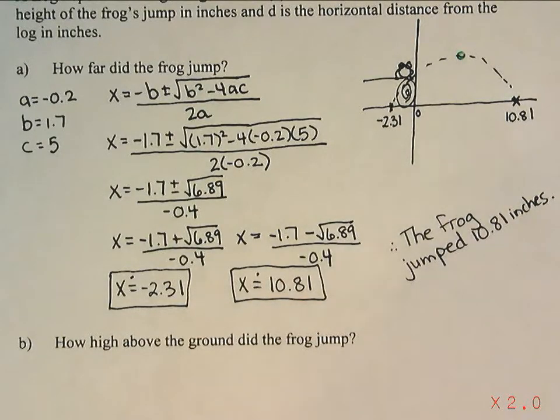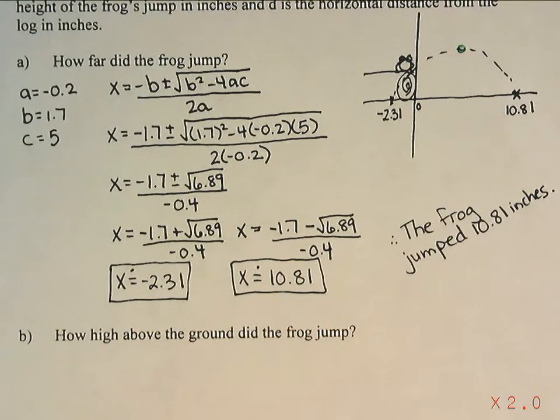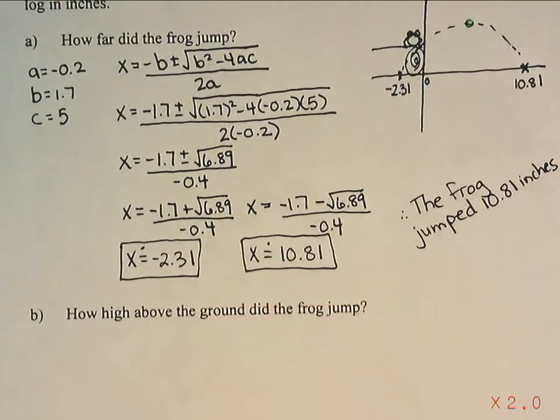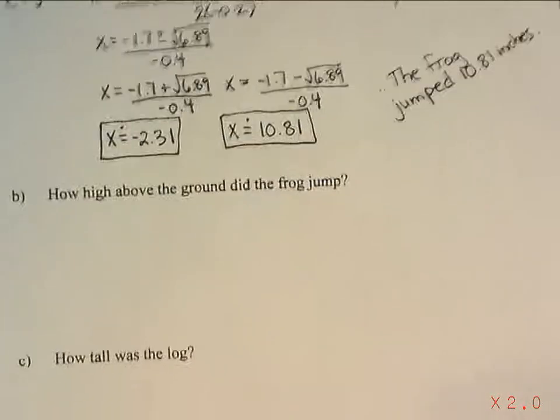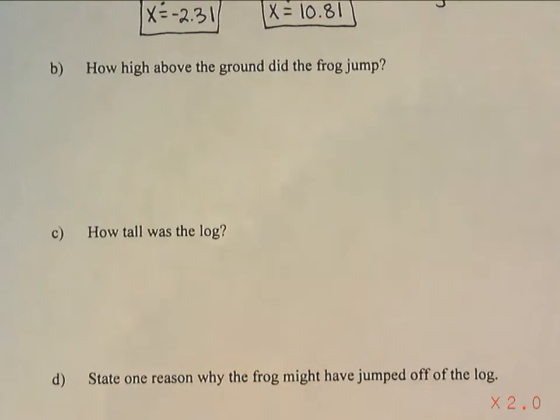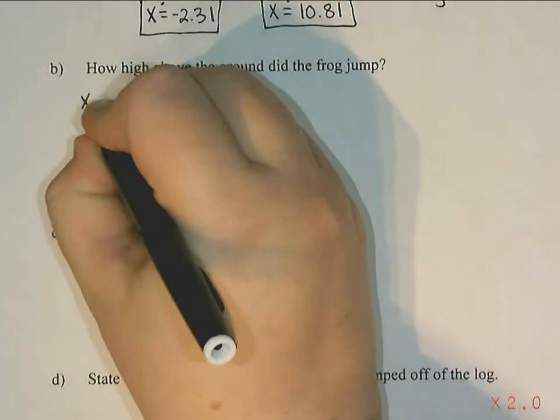And to find the vertex, we learned back when we were sketching with intercepts that you can find the vertex by taking your two x-intercepts and finding the halfway point in between them. So we're going to do that. We're going to take our two x-intercepts of negative 2.31 and 10.81, and we are going to see if we can find that midpoint in between them by adding them together and dividing by 2.